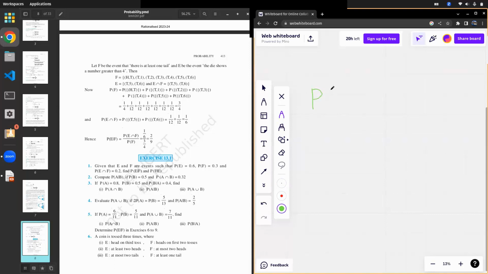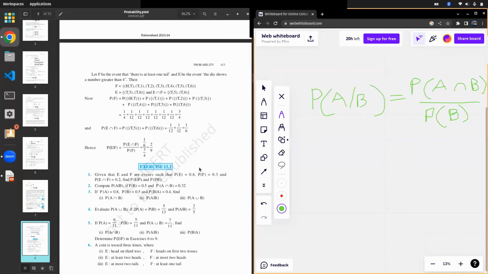The main formula which we will be using in this topic is: given that event B happened, we want to find the probability of event A to be happened. For this, there is a formula which can be written as P of A given B. We can calculate this by finding P of A intersection B divided by probability of B. So this is the conditional probability formula to find the value of probability of event A given that event B has happened. So using this formula, we will do some problems.